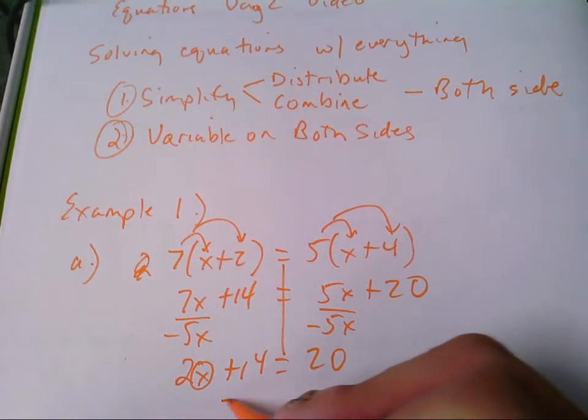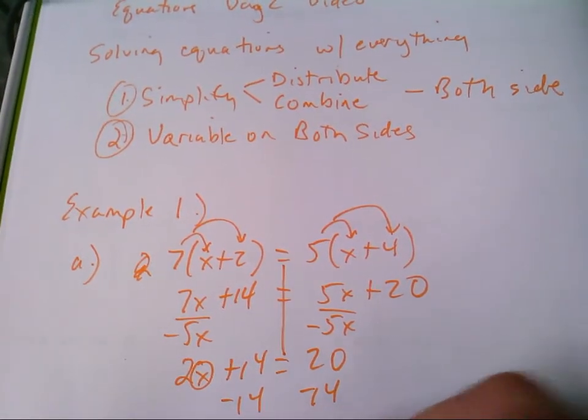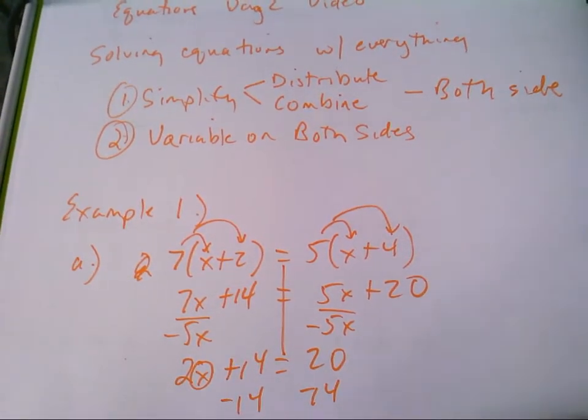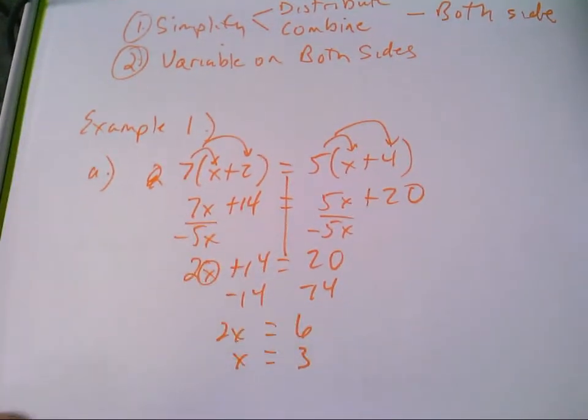All right, so now from here, it should be smooth sailing. And there's no negatives in this, so there shouldn't be any negative mistakes that appear. This would be 6. And then divide both sides by 2, x equals 3.